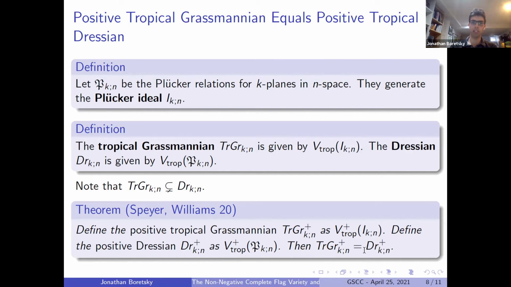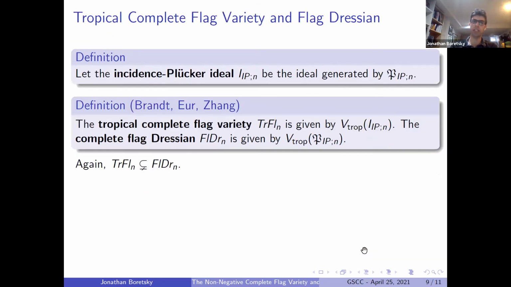Okay, so with that result in mind, I was looking to do something similar for the flag variety. So we're going to let the incidence Plücker ideal be the ideal generated by these incidence Plücker relations, which are these relations between the topmost minors of matrices. And the tropical complete flag variety is going to be the tropical variety of this entire ideal. And the complete flag Dressian is going to be the tropical variety of just the relations that generate this ideal. And again, we get a strict inclusion. The tropical flag variety is strictly included in the flag Dressian.